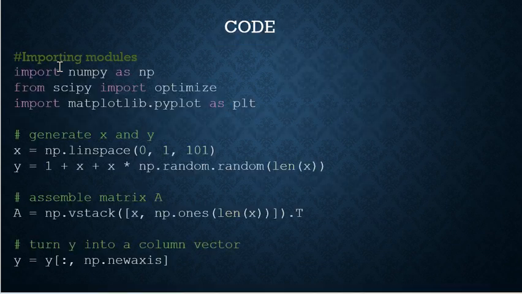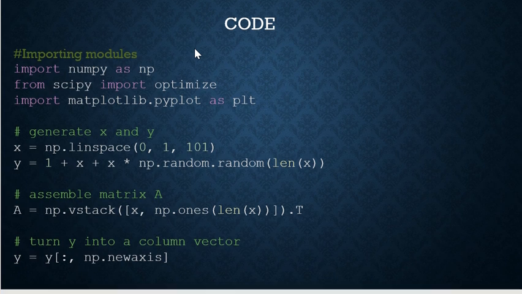So let us see the code for this least square method using Python. First we need to import some required modules: numpy, scipy, and matplotlib for plotting, and scipy optimize. So first we need to generate x and y. x can be generated using the numpy linspace function, and y will be some function like 1 plus x into some random number, generated with the length of x. We should assemble a matrix using vstack, the vertical stack, and then we'll turn y into a column vector using that function.